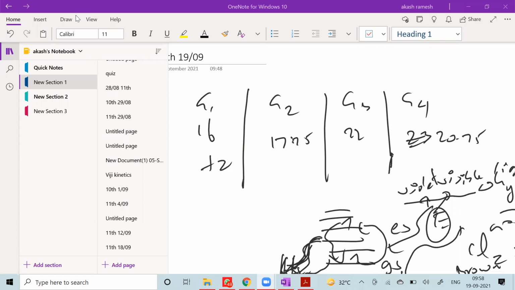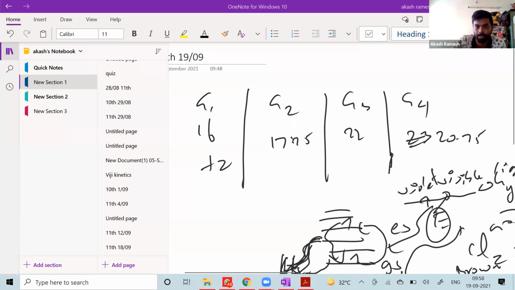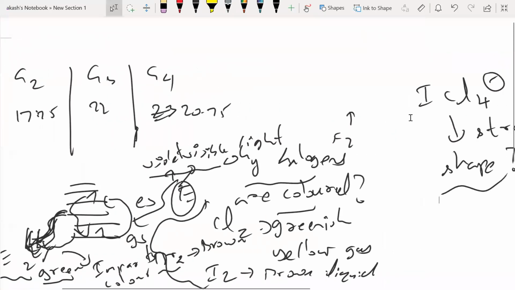Sir, I have sent it, sir. Yes, I got it. So yeah, okay, the structure is fine. What is the name of the shape? Sir, square planar. Okay, correct. Right. So yeah, I'll do the structure now. It's very simple, people.